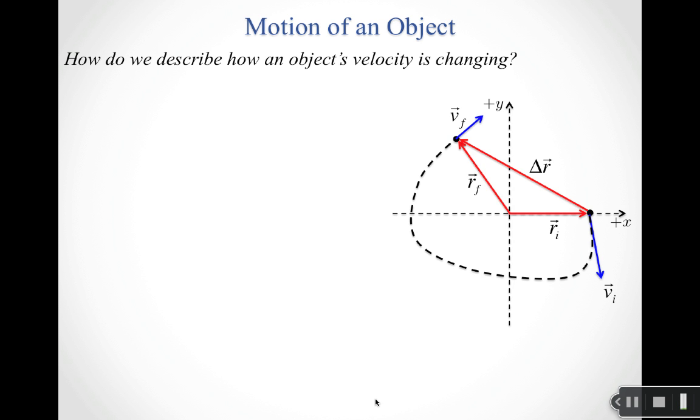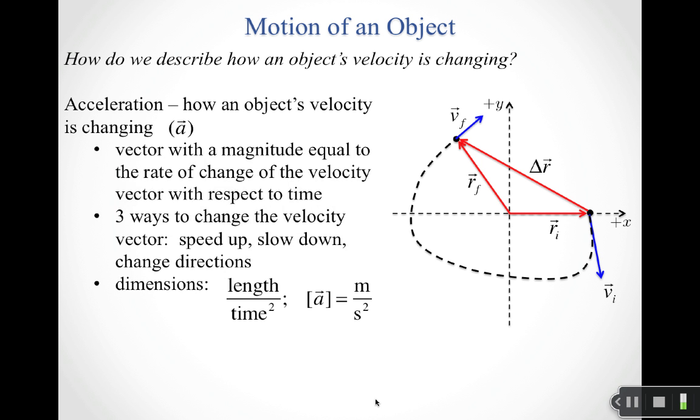Well, what if we're interested in how an object's velocity is changing? So that's the acceleration. The acceleration tells you how an object's velocity is changing. It's a vector with a magnitude equal to the rate of change of the velocity vector with respect to time. And so when we see these definitions in terms of the calculus, this phrasing will probably make a little bit more sense, but the rate of change of the velocity vector with respect to time is just another way of saying I want to take a derivative with respect to time of the velocity vector.